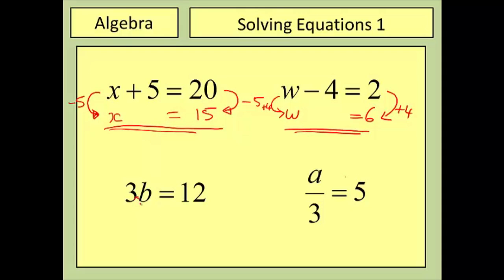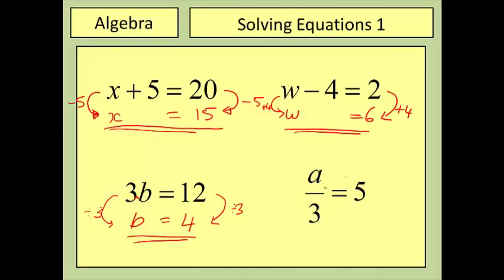In this example, instead of adding or subtracting, this 3 is actually multiplying the B. It's very small, we don't bother to write it, but that is 3 times b. So I need to think to myself, what's the opposite of times by 3? Which of course is divide by 3. So on both sides of this I'm going to divide by 3. Now 12 divided by 3 is 4, and if I've got 3 times b and then I divide by 3, I'm just left with b equals 4.